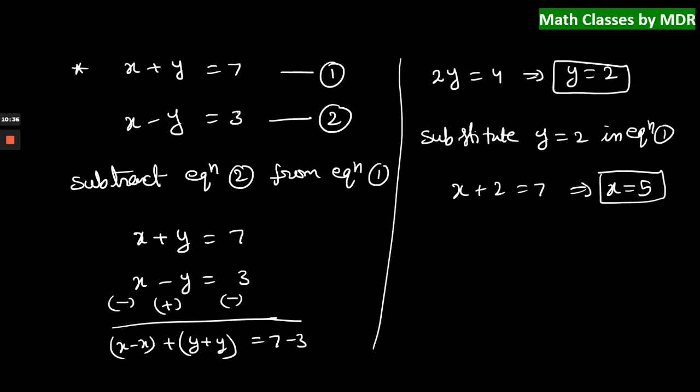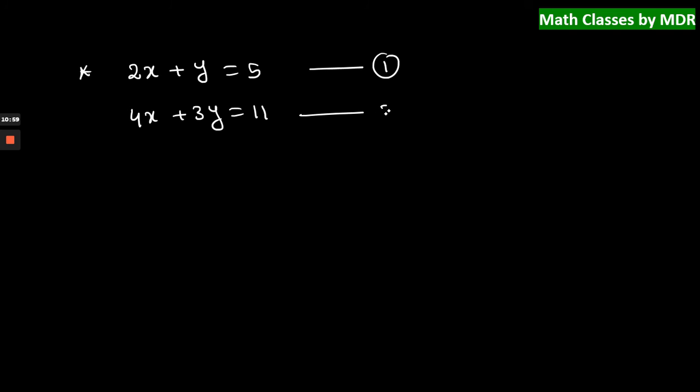Shall we take one more example quickly to use the substitution method and the elimination method? Yes. Let's take two more equations where we have 2x plus y is equal to 5 and 4x plus 3y is equal to 11. Let's say that this is equation 1 and this is equation 2.